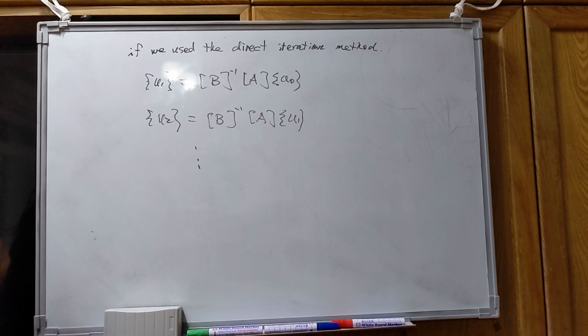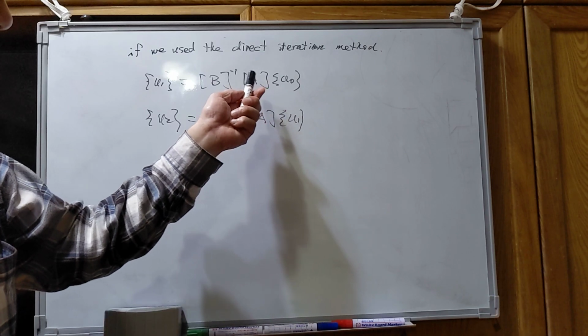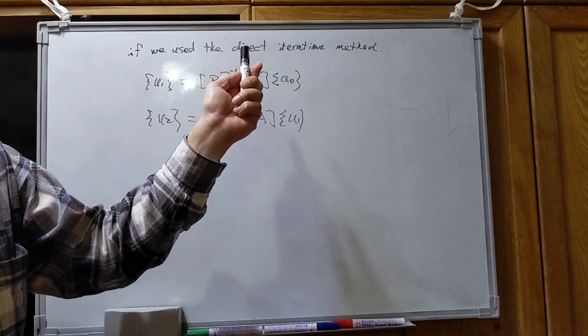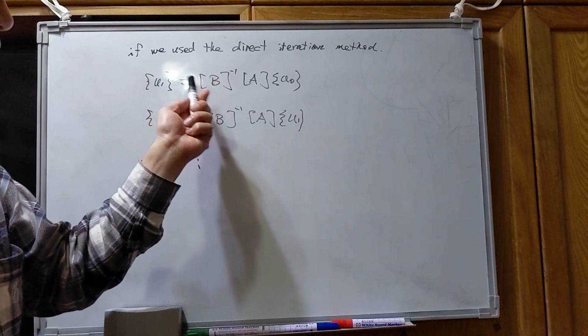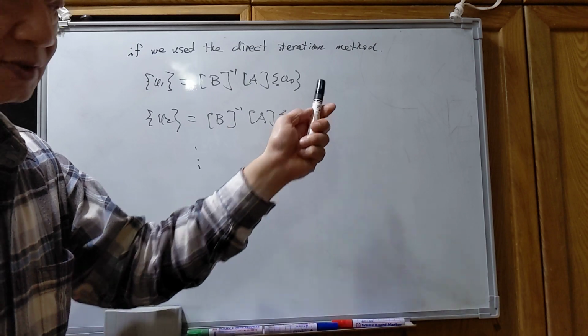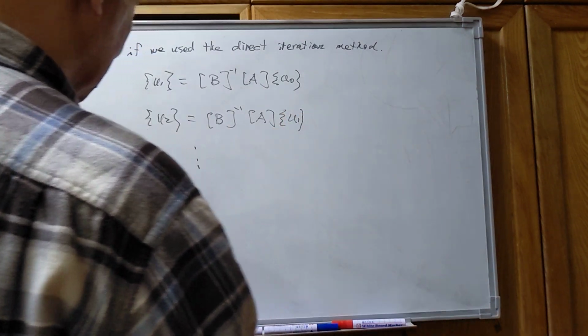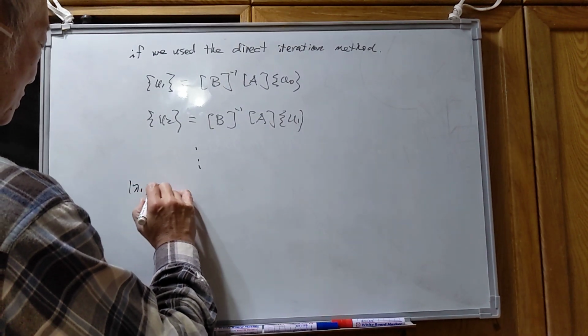You must notice the difference between the inverse iteration and the direct iteration. For the inverse iteration, we use A inverse B times U0. But for the direct iteration method, we use B inverse A times U0. That's the direct iteration method. Again, the lambda 1, that's this.